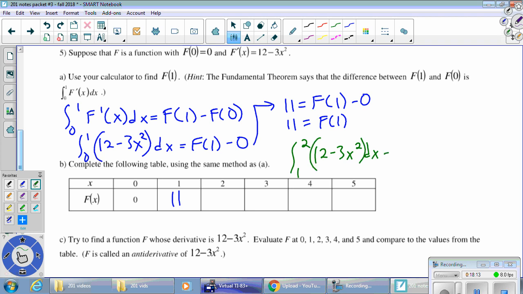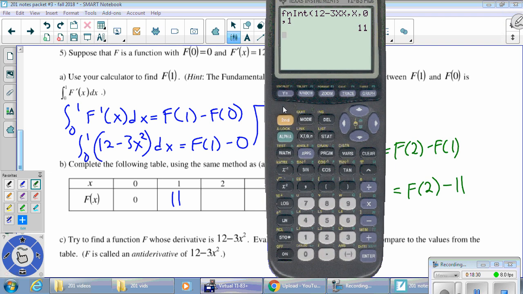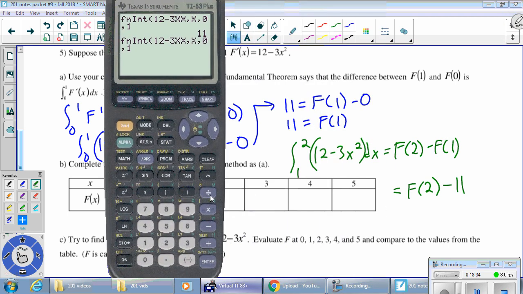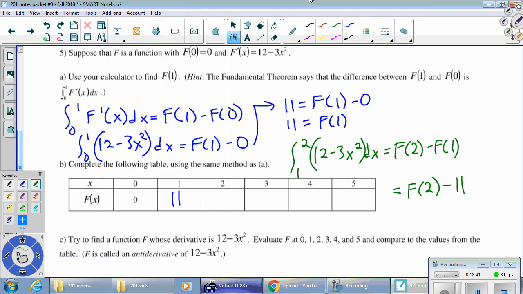And according to the fundamental theorem, this is really f of 2 minus f of 1, always top minus bottom. F of 2 is what we're about to find. F of 1, we just calculated, is 11, and the integral is a tricky area, but the calculator is going to be able to take care of that for us. So this is now the integral from 1 to 2. And that integral is 5.